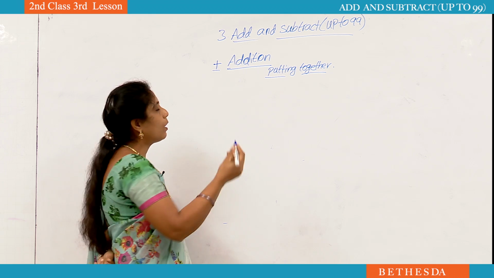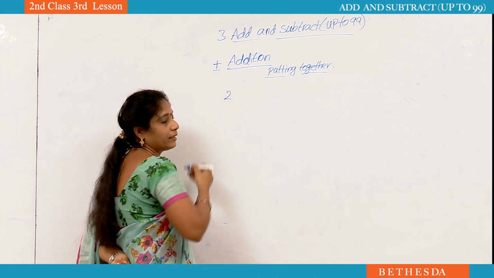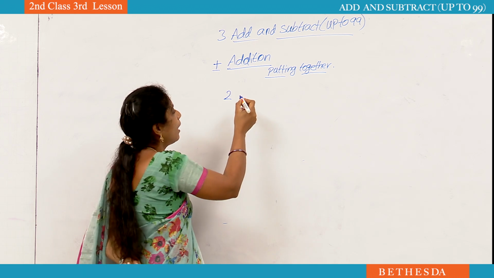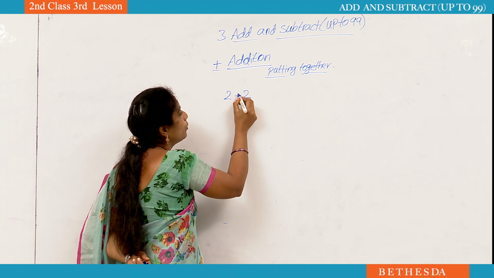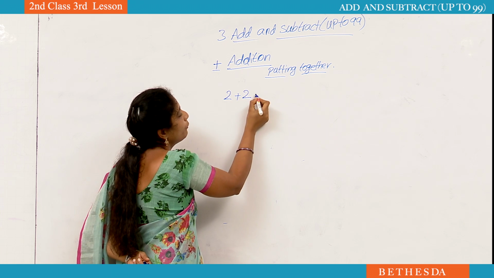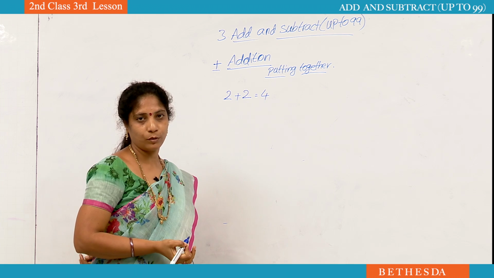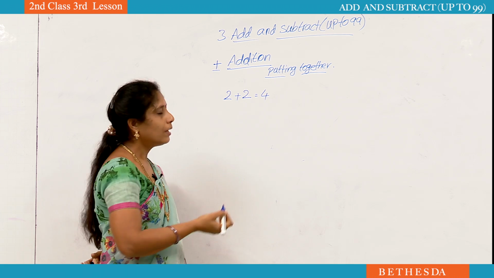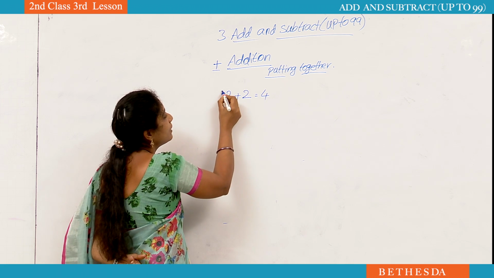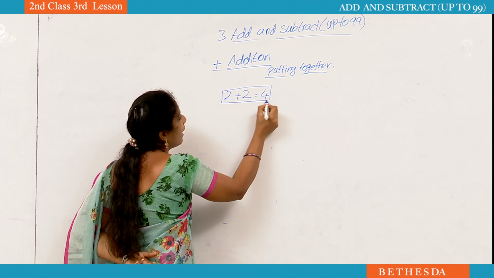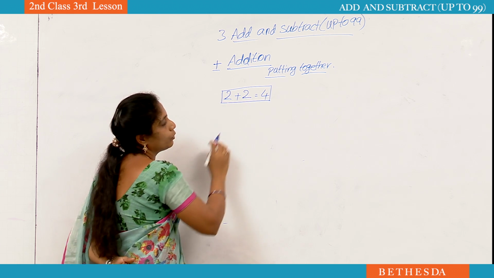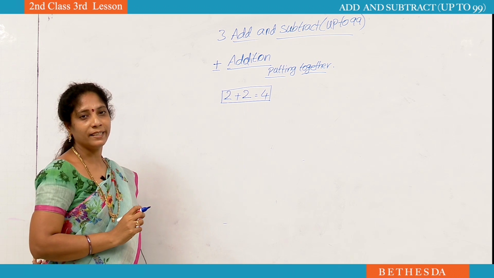See here, now I took 2 red color markers and I took 2 more blue color markers. Now if we add 2 plus 2, we get 4 markers. Total markers are 4. This is called an addition fact. 2 plus 2 is equal to 4.